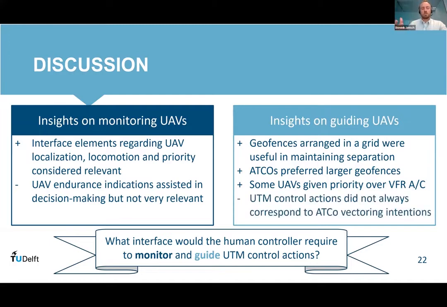Of course, the elephant in the room for us was that the UTM control actions using geofences did not always correspond to the intentions of the air traffic controllers, in particular when they wanted to vector UAVs. This also showed that they had an interest in being able to actively tell individual vehicles to perform a different type of maneuver, rather than having to activate an area which affects all vehicles in the area.